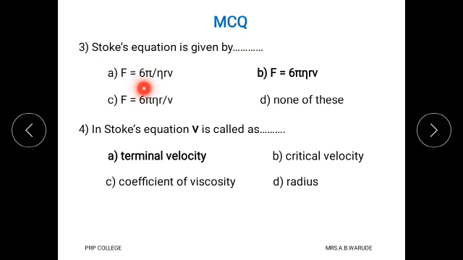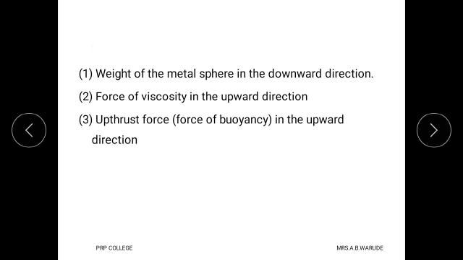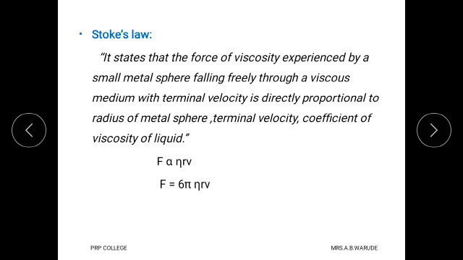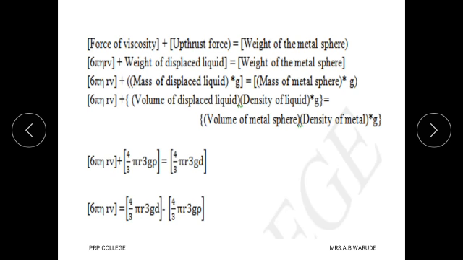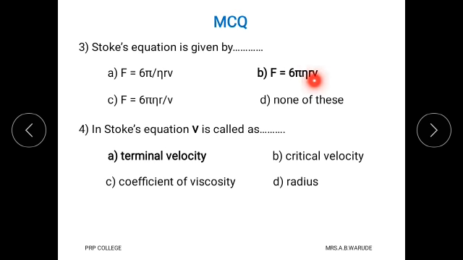Question number 3 is, Stokes equation is given by: option A is F equals 6 pi upon eta RV, option B is F equals 6 pi eta RV, option C is F equals 6 pi eta RV upon V, and option D is none of these. As we see in the first slide, Stokes equation is given by F equals 6 pi eta RV. Therefore the correct option is B, F equals 6 pi eta RV.